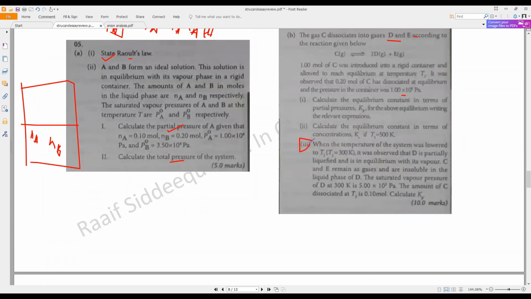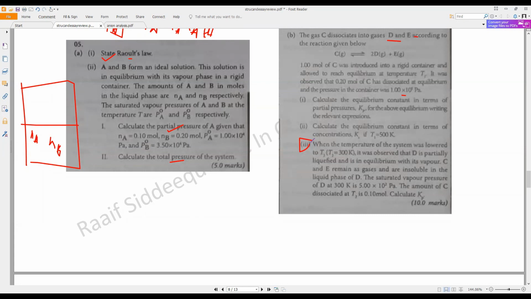So initially we had a temperature around 500 Kelvin and C gas is equilibrated into D gas plus E gas. Okay, so the source temperature was 500 Kelvin. Now this says when the temperature of the system was lowered, let's say it is given as 300 Kelvin, it was observed that D is partially liquefied.